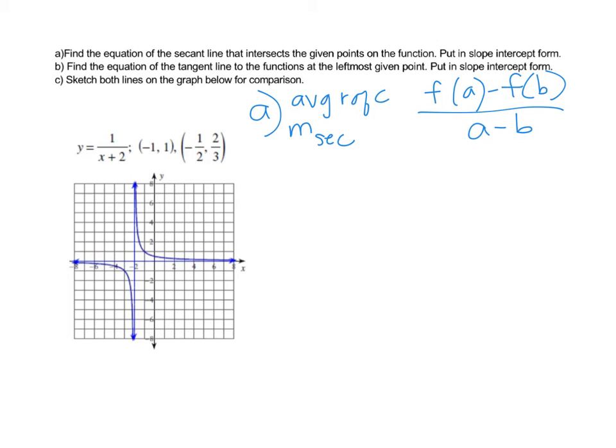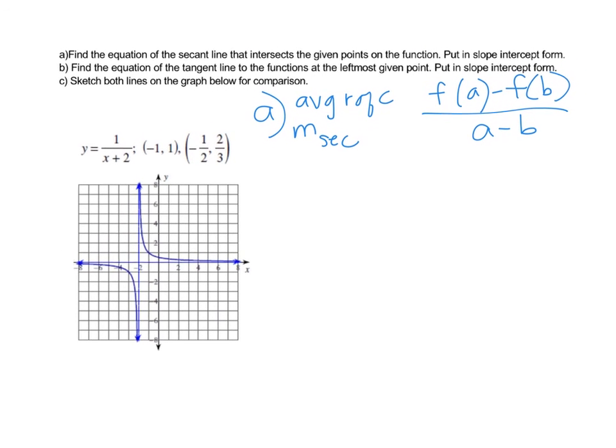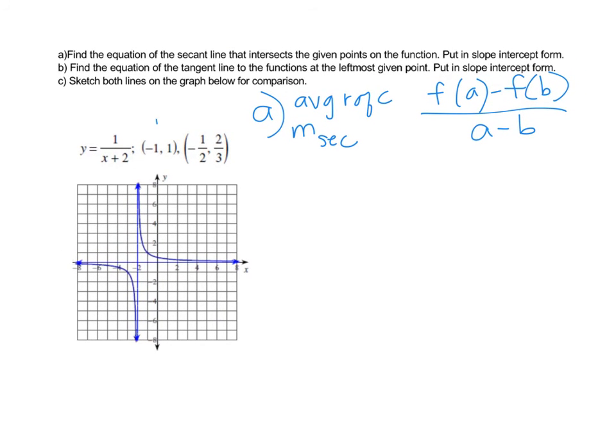So you see here there are 2 points given, here and here. So the interval will be from -1 to -1/2, just the x values. Notice they gave us points, but they didn't give us the interval. So when we find the average rate of change, we're trying to find f of -1 minus f of -1/2 over -1 minus -1/2. So it's a little bit different there.